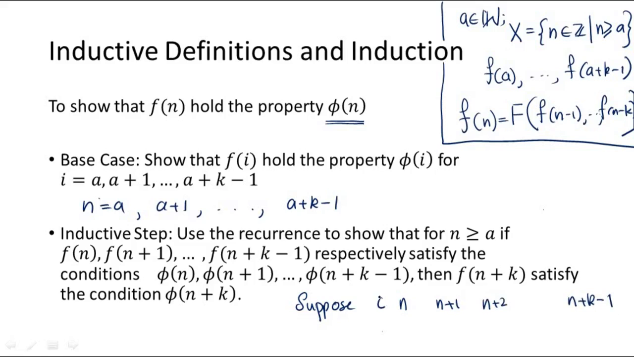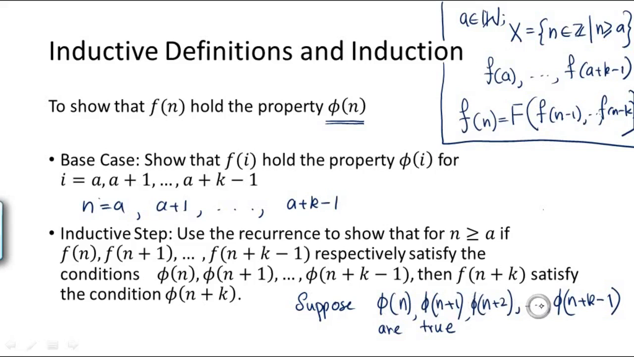We assume P(n), P(n+1), P(n+2), all the way up to P(n+k-1) are true. Then, assuming this, we will prove that for the next value, n+k, P is true. That is, P(n+k) is true. Note that here n must be greater than or equal to a.